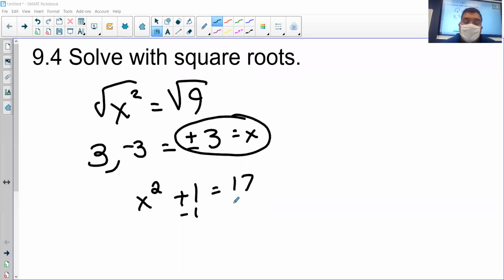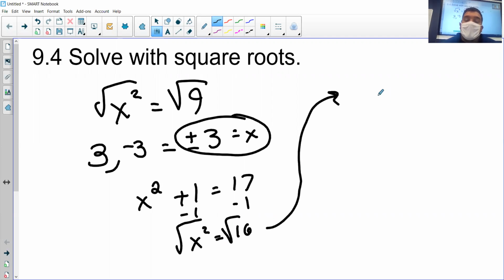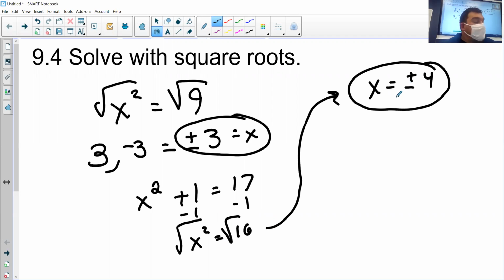Minus 1 on both sides, x squared equals 16. Then you square root both sides. X equals 4, -4. X equals both the positive and the -4. Why both? Because negative times negative is a positive. Could you plug in a -4 here and get 16? -4 times -4, is that possible? Yeah. So that's why. Two separate problems.